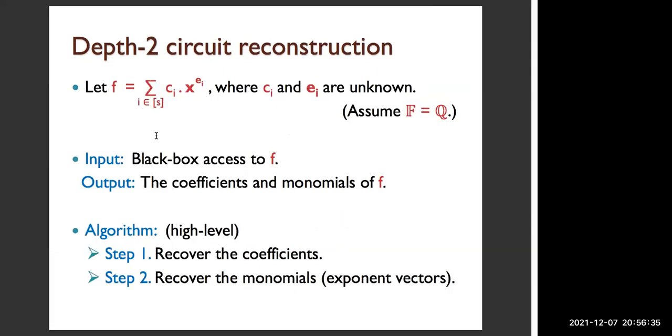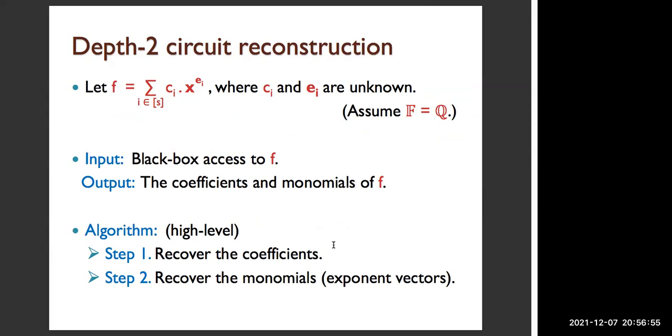So let me write down f. F looks like this, right? It's a sum of monomials. The exponent vectors are e_i and the coefficients are c_i. So for the sake of concreteness, let's assume that the underlying field is the field of rational numbers. What's the input? The input is black box access to f, and the output I want is the coefficients and monomials.